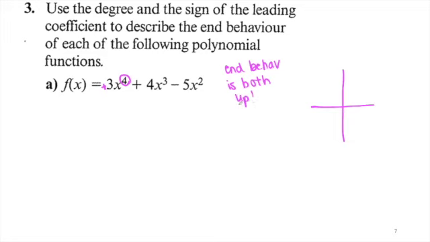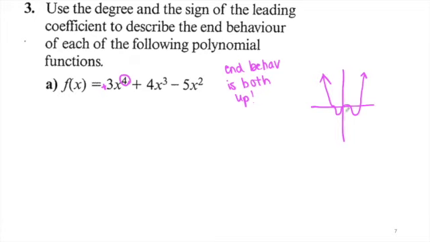So it's going to be both up because we have a positive. Since it's positive, we know it ends at the top. And since it's an even degree, we know they're both going to go up. So it's going to be like 1, 2, 3, and then it's going to go up. That's a terrible graph, but there it gives you an idea. Okay, so it wants you to describe the end behavior.